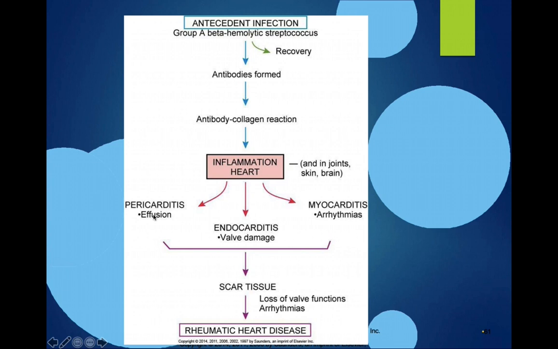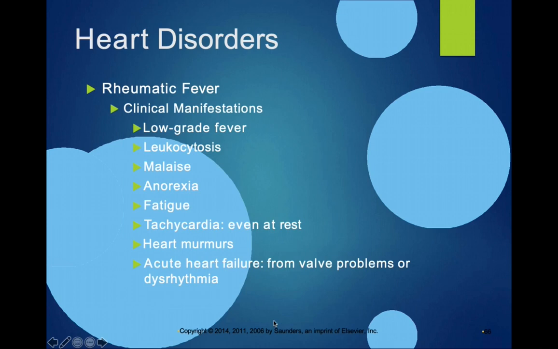You can get an accumulation of fluid, or effusion, around the pericardium. You can get an arrhythmia or dysrhythmia when it attacks the myocardium, which is called myocarditis, or you can get valve damage when it spreads to the endocardium, causing endocarditis. With all three of these, you start to get scar tissue, and you get a loss of function of the heart. That is rheumatic heart disease.